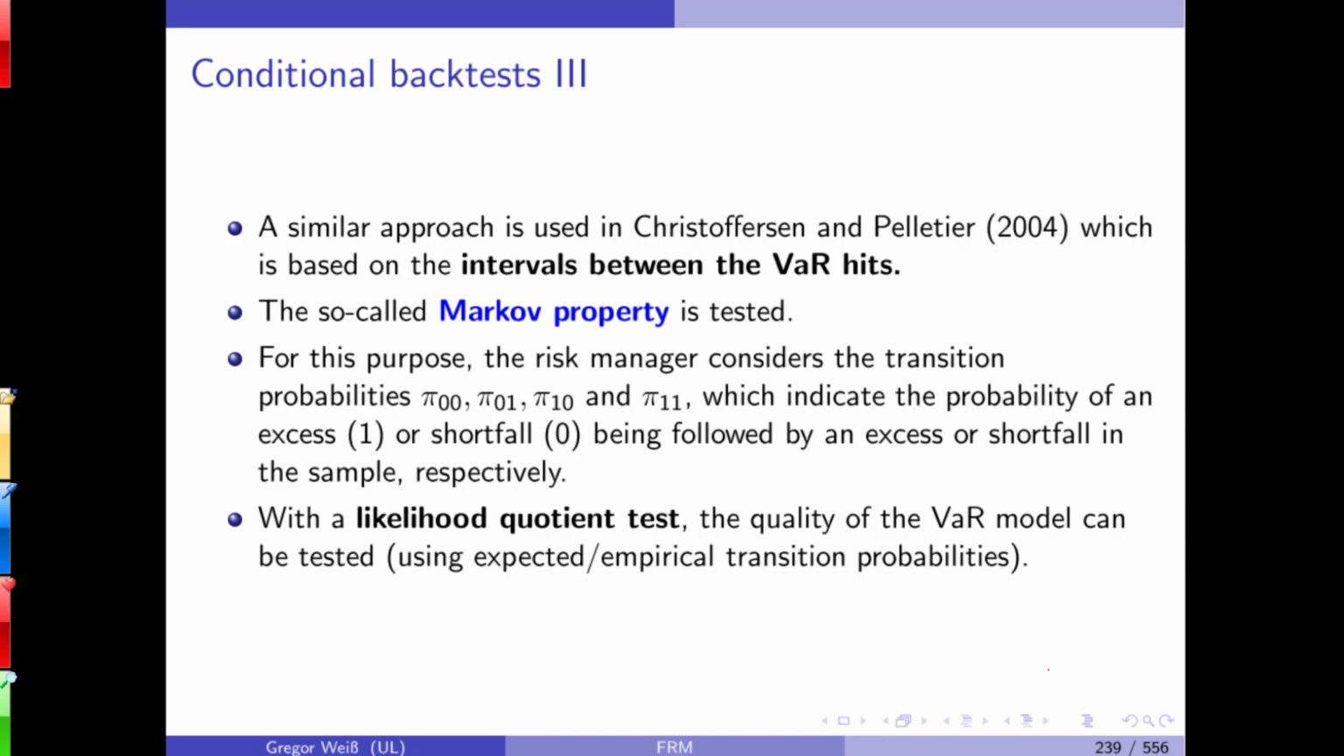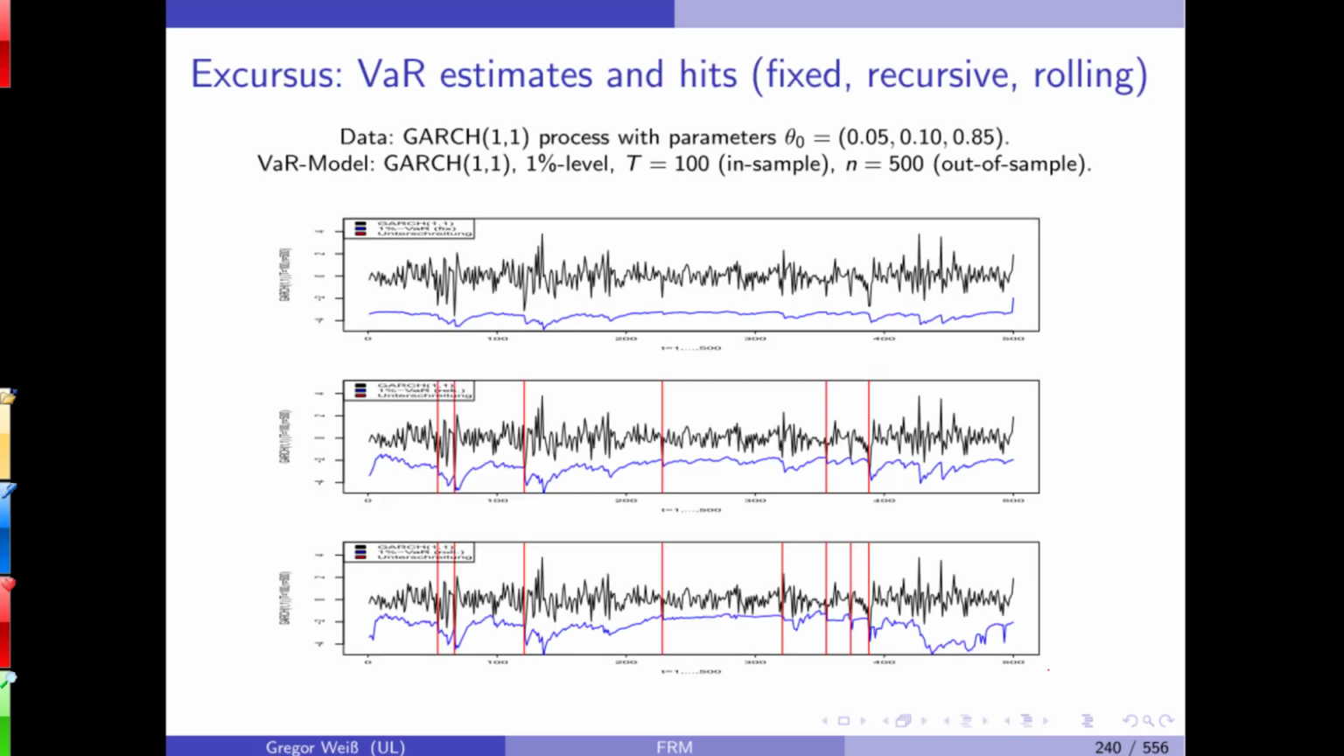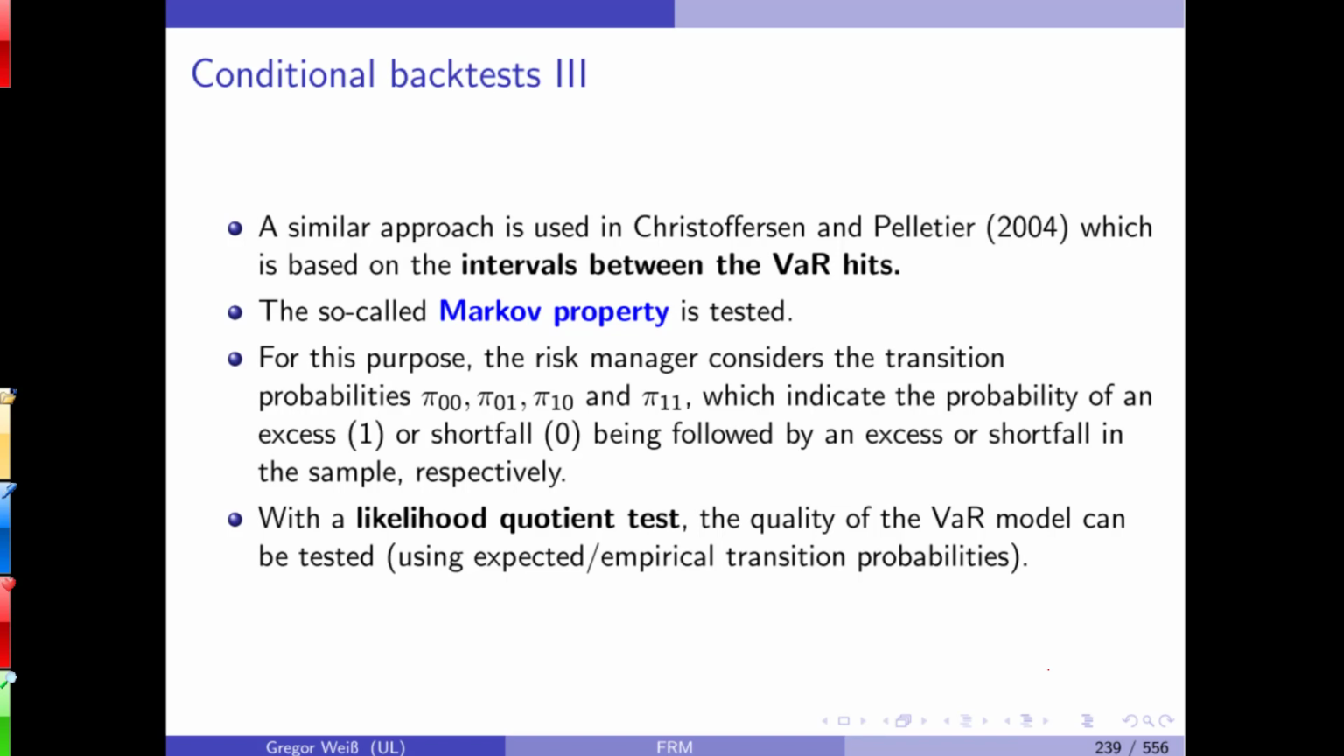It looks at 4 probabilities. What are the empirical probabilities for a 1 following a 0, or a 0 following a 0, and a 1 following a 1, and a 0 following a 1? Those are the 4 probabilities: pi 0,0, 0,1, 1,0, and 1,1. And then they come up with the so-called likelihood quotient test, using those expected and empirical transitional probabilities, and then they test the whole model for having Markov property. That's a different test. I'll say this in German, because you will see this in many, many areas of finance.